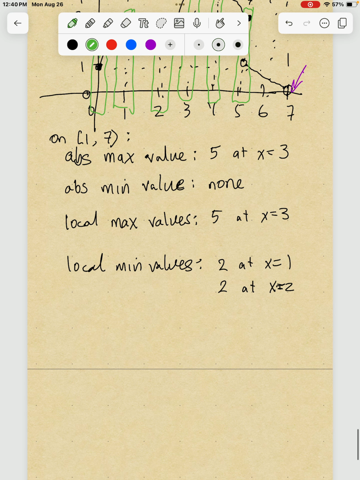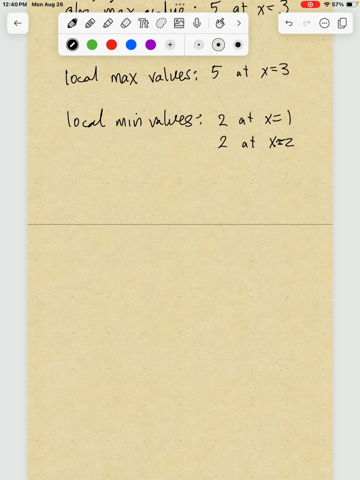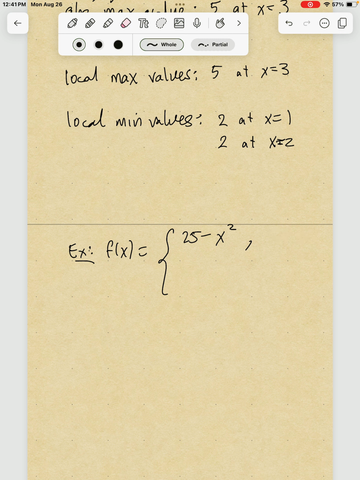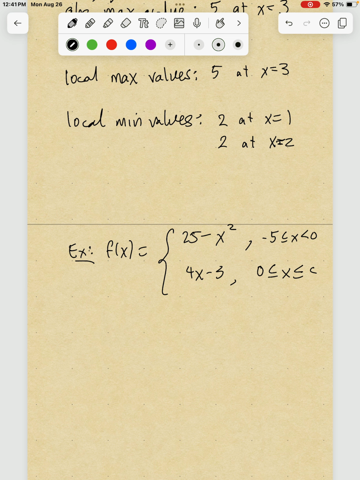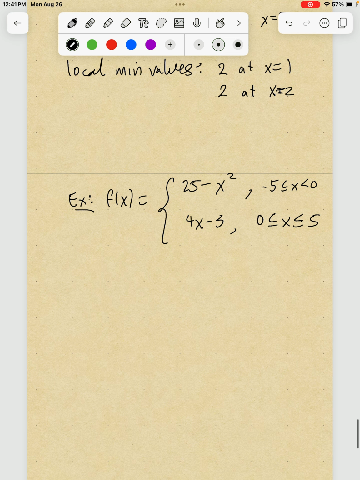Let's just do one more example. Let's say that you had this piecewise function, 25 minus x squared if x is between negative 5 and 0, and 4x minus 3 if x is between 0 and 5. And I'll give you a graph just like this.